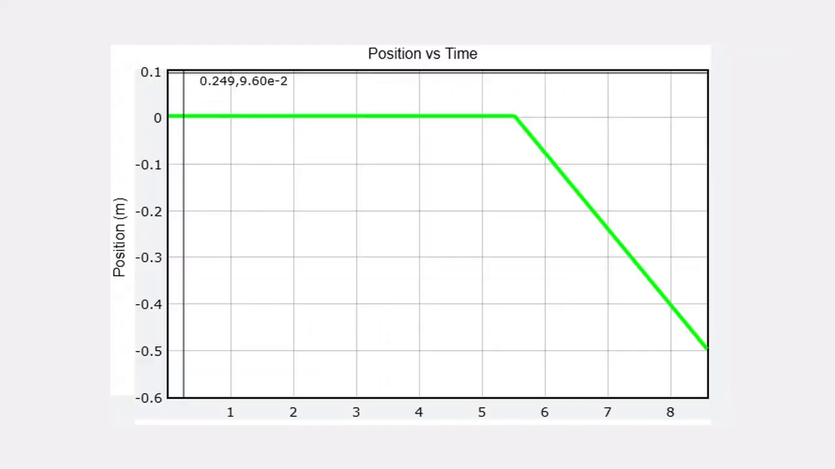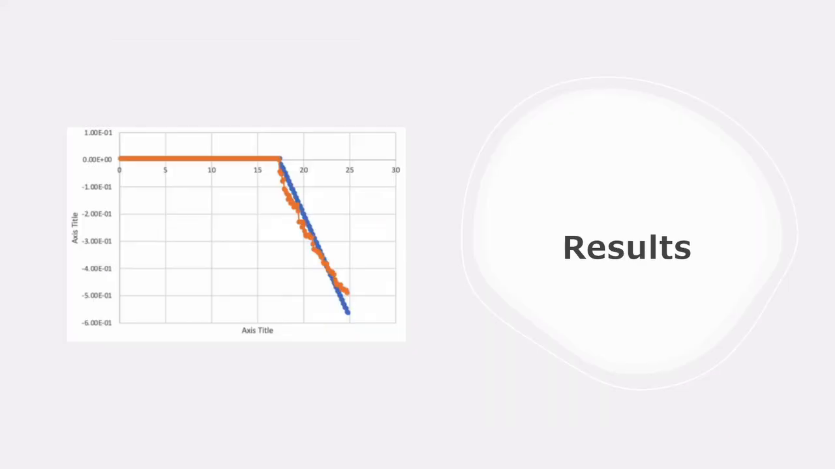So when we run this GlowScript code, we get this graph of position versus time. As you can see, up until 5.5 seconds, the bottom of the spring does not change position. It only changes position afterwards, because that's when the spring actually starts falling to the ground. If we then graph the Tracker versus the computational model's results, we can see that they are both pretty similar. This graph represents the computational model as blue and the experimental Tracker model as orange.